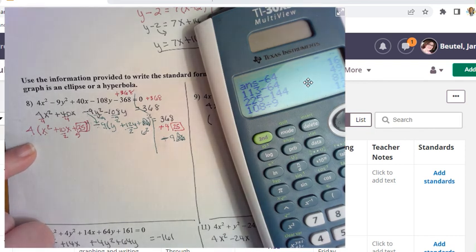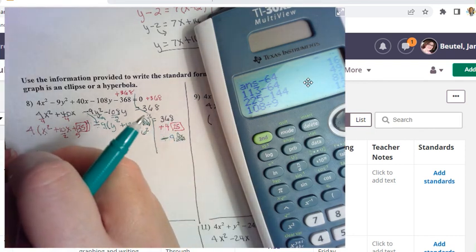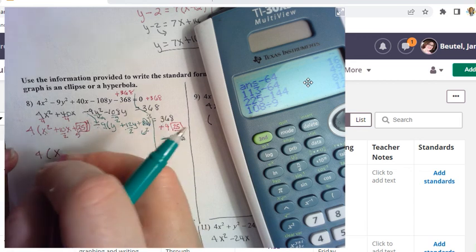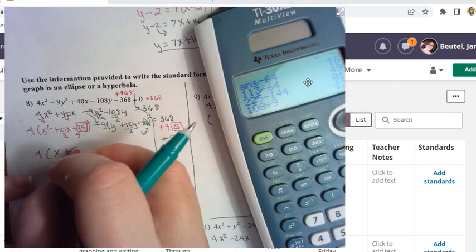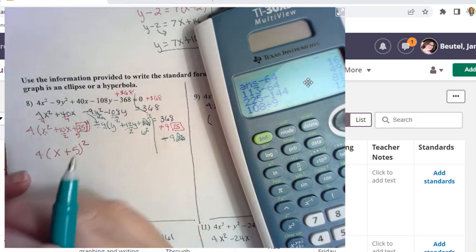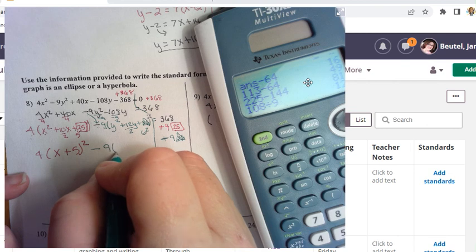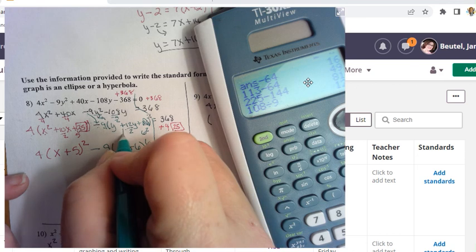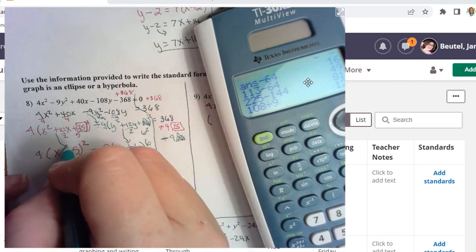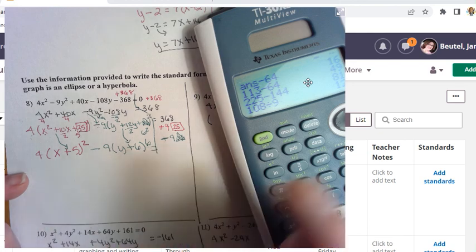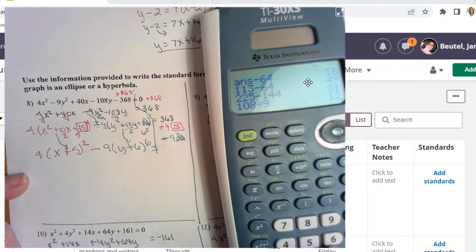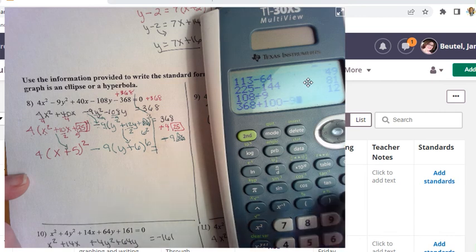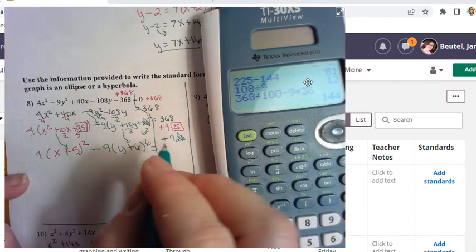Now, I'm going to take this one, and this answer is going to factor down to x plus 5 squared minus 9 times y plus 6 squared. Notice the sign here did not change. All right? Equals, and God only knows what this is because I don't. 368 plus 4 times 25 is 100, minus 9 times 36. 144.